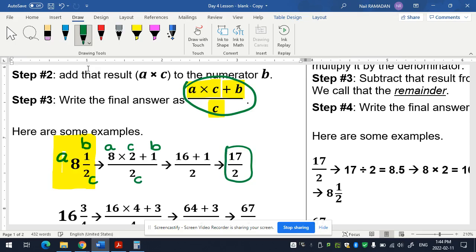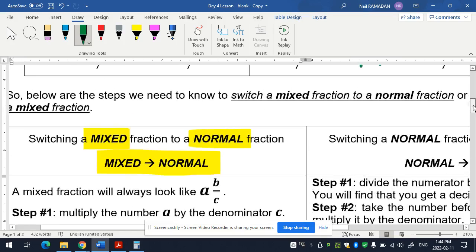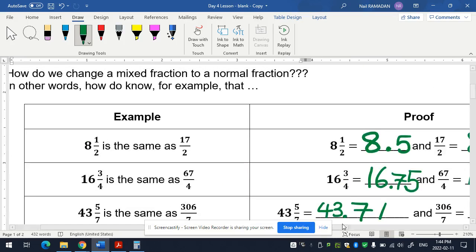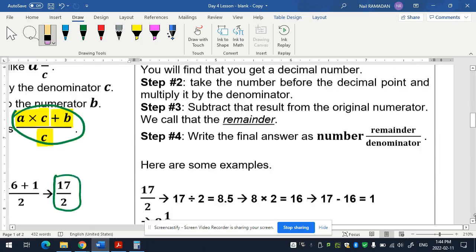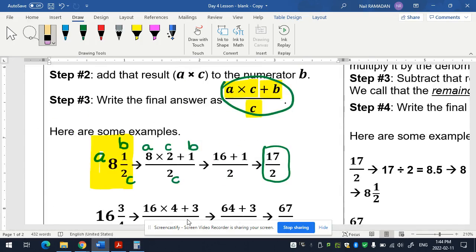Which, did we prove that this is the answer? Yes, we did. Remember, everyone? Look, eyes on the screen. We did prove up here that 8.5 is the same as 17 over 2. All right, let's keep checking the other ones. So I'm going to put a check mark here. All right, next.